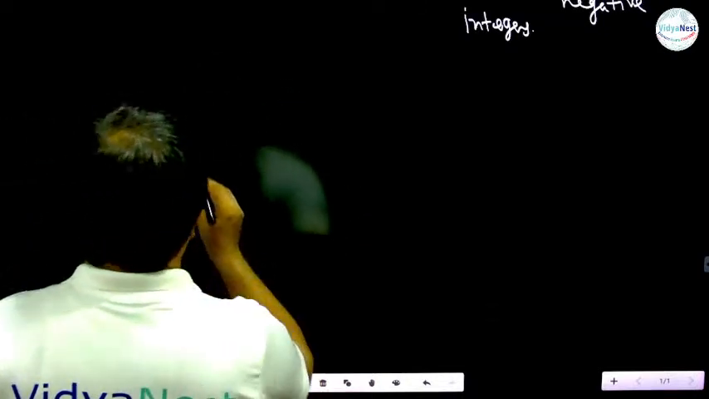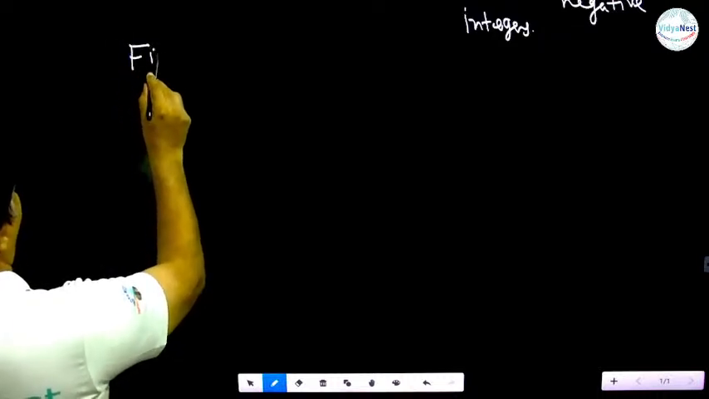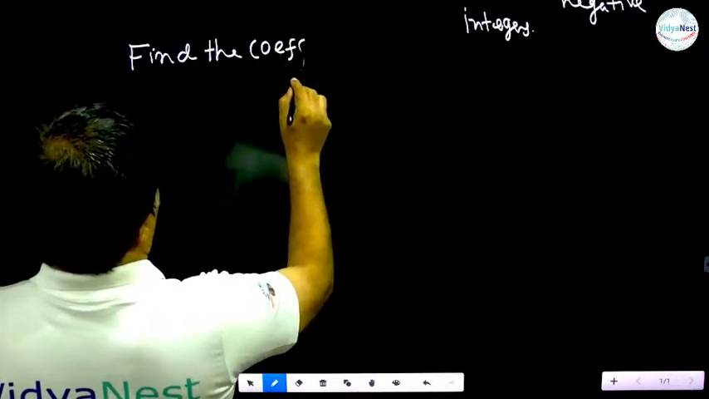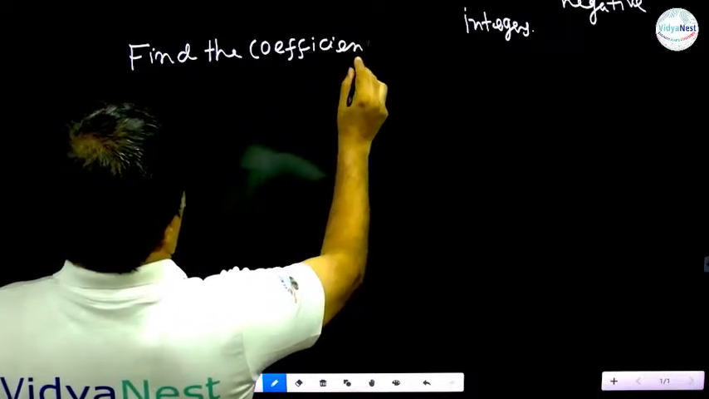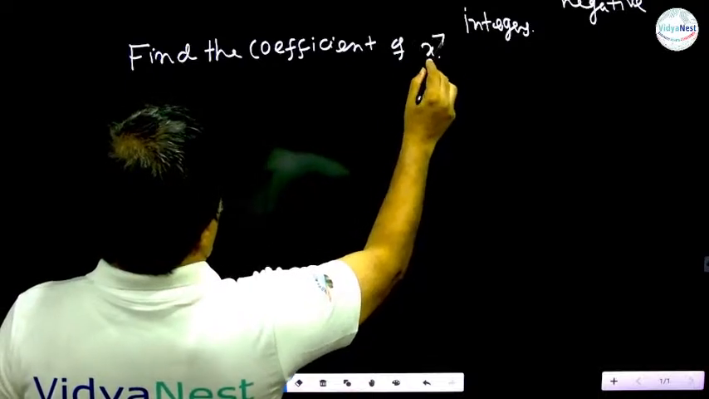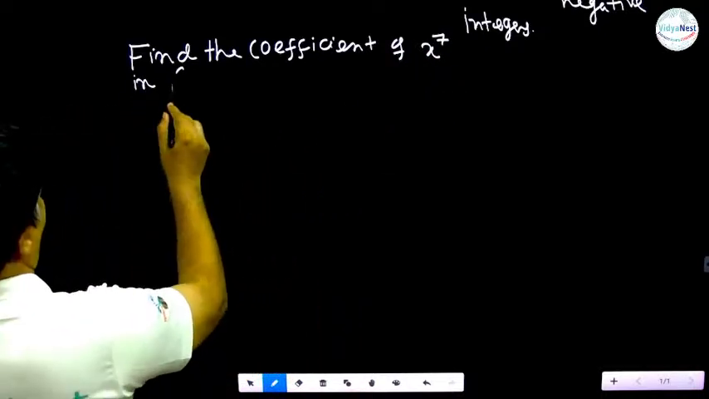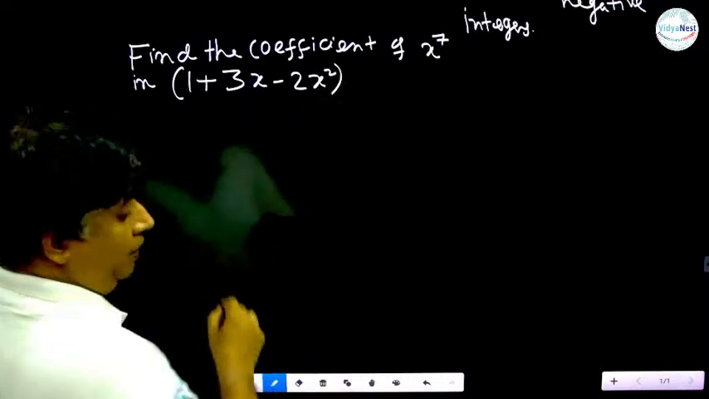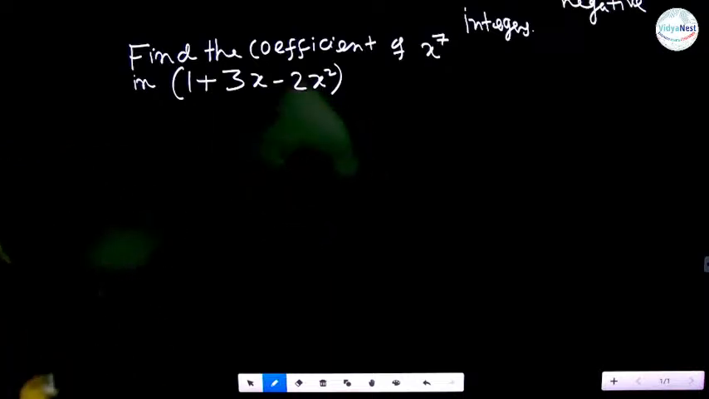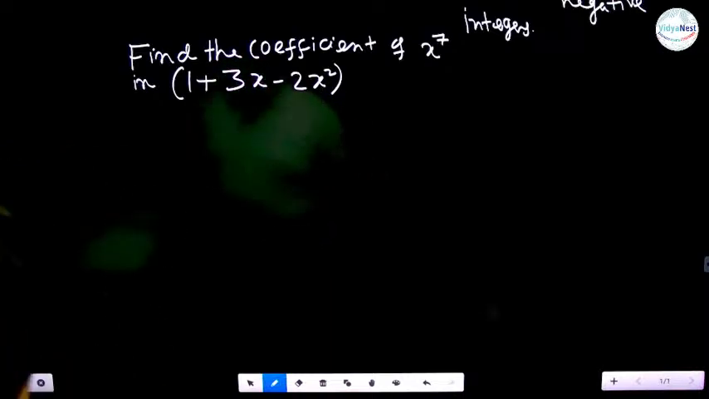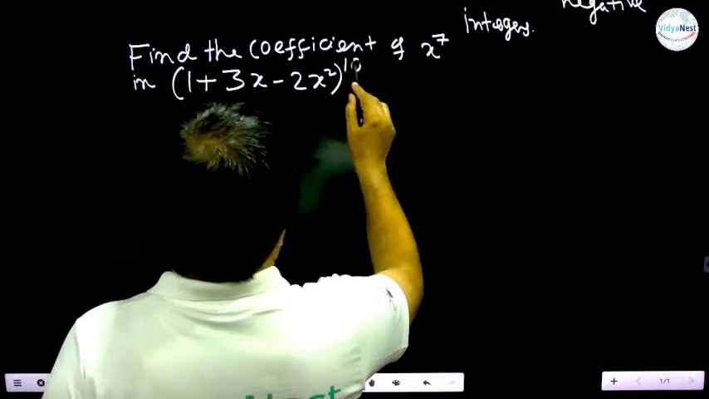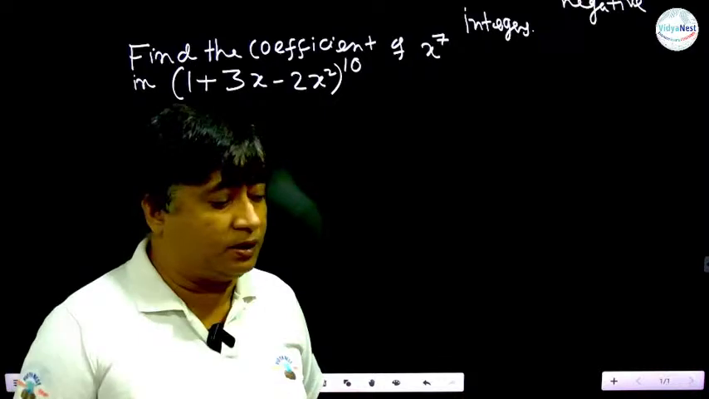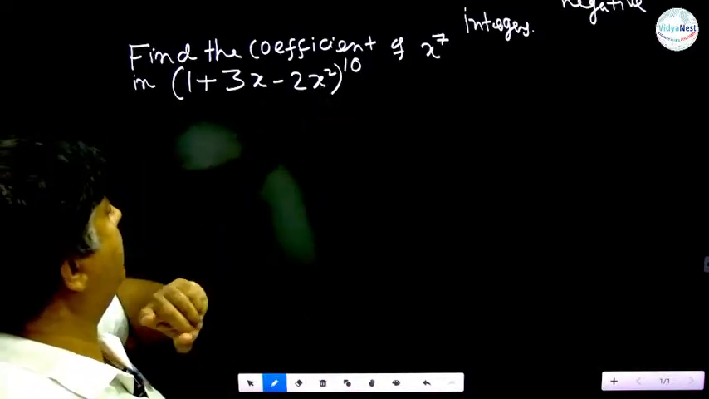See, find the coefficient of x to the power 7 in (1 plus 3x minus 2x square) whole to the power 10. So, students, you are told to find the coefficient of x to the power 7 in the expansion of this.